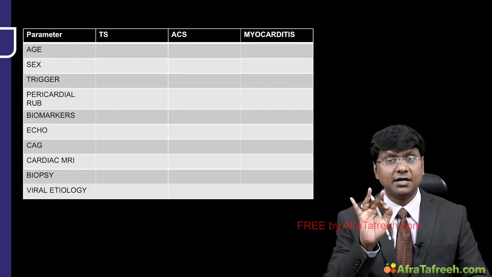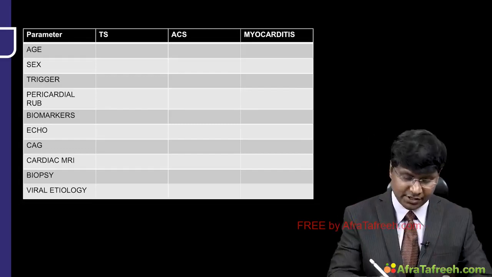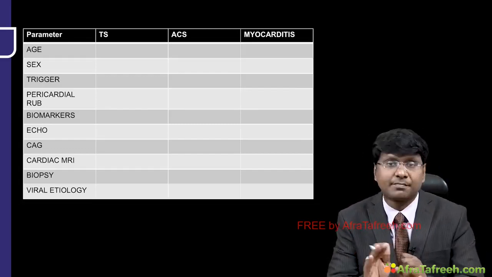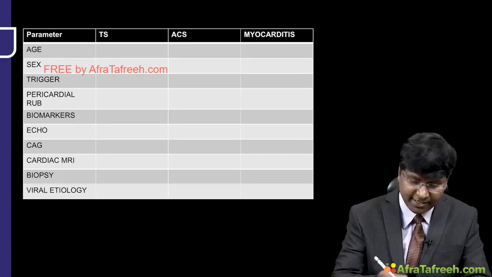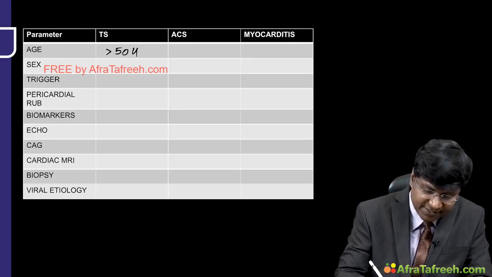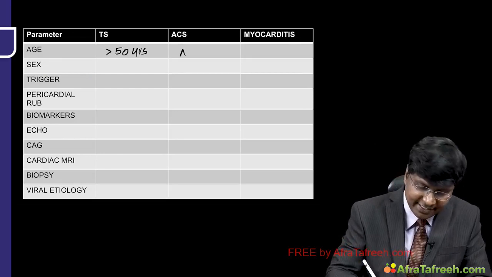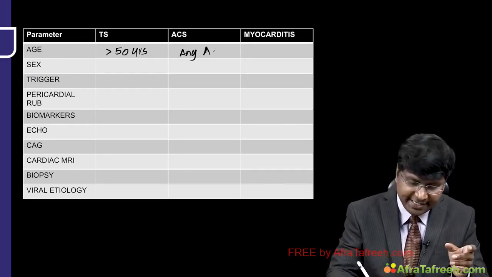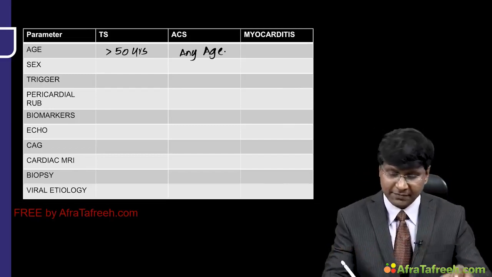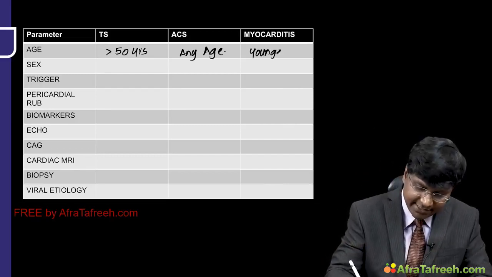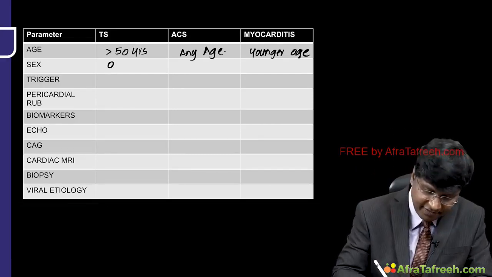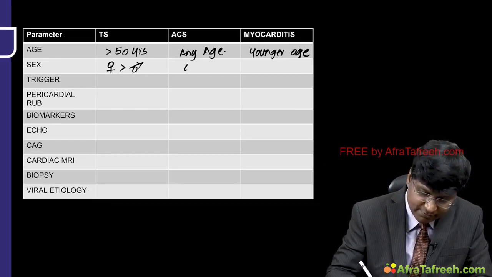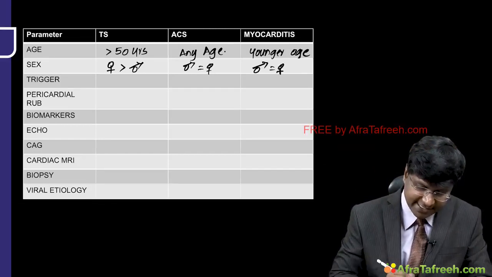Now, the three important differential diagnoses that you need to differentiate are Takotsubo cardiomyopathy, acute coronary syndrome and myocarditis. So you take the age of individuals. Takotsubo cardiomyopathy is most commonly seen in postmenopausal females, whereas acute coronary syndrome can be seen at any age, and myocarditis is most commonly secondary to viral infection, and this is very common in the younger age. Whereas Takotsubo cardiomyopathy is more common in females rather than males, males and females are almost equally predisposed in myocarditis as well as acute coronary syndrome.